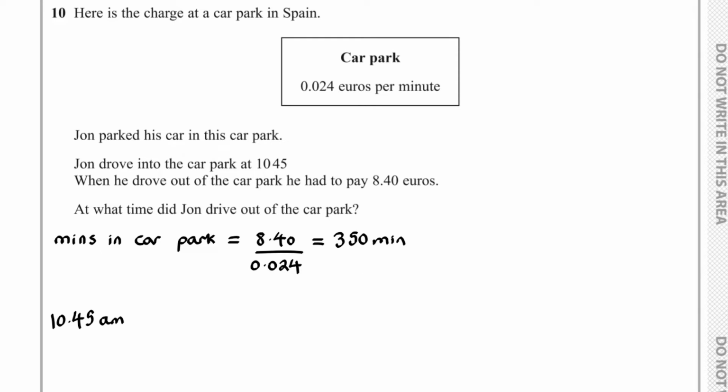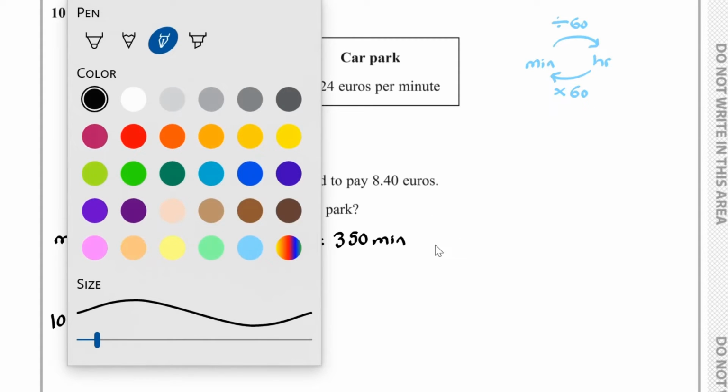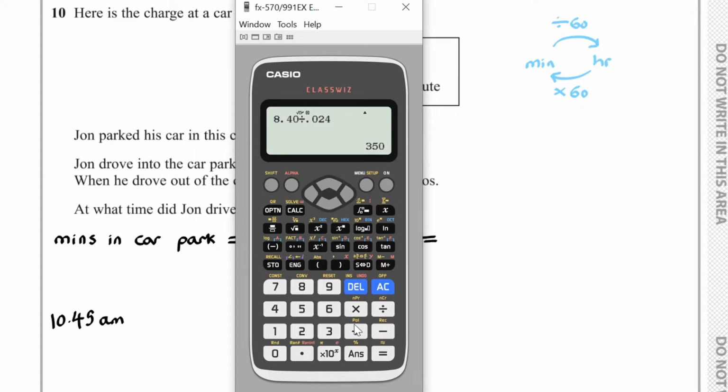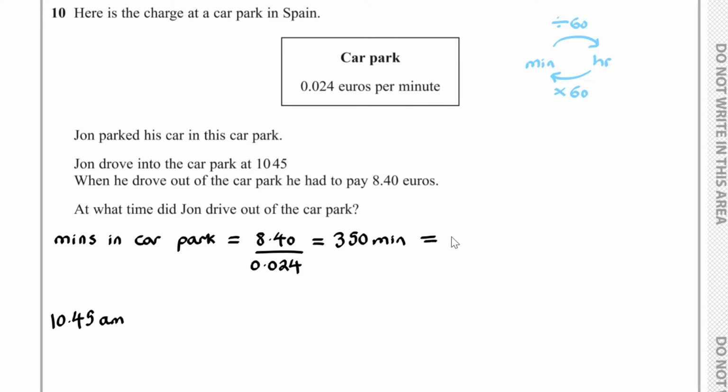Now, it will be easier if we convert this into hours. Now, just as a side point, to go from minutes to hours, we would have to divide by 60, and of course, hours to minutes, we have to times by 60. So, if we divide 350 by 60, it turns out we get 5 5/6 of an hour. So we have 5 5/6 of an hour.